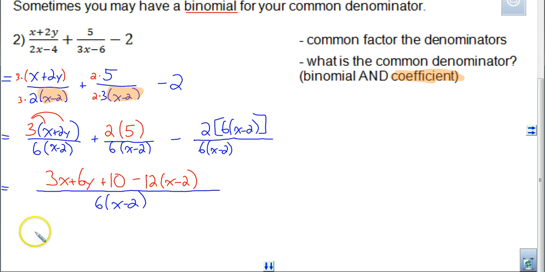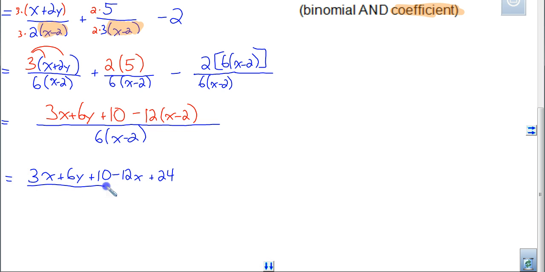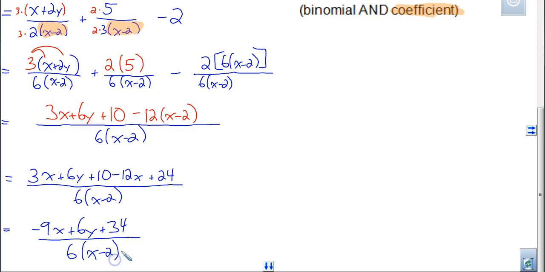And then I can expand that even further and simplify again. So 3x plus 6y plus 10 minus 12x plus 24, because I'm multiplying by negative 12, and then all over the denominator of 6 times x minus 2. So now combining any like terms, 3x minus 12x is minus 9x, plus 6y, no like terms for that, and then 10 plus 24 is plus 34, over 6 times x minus 2.